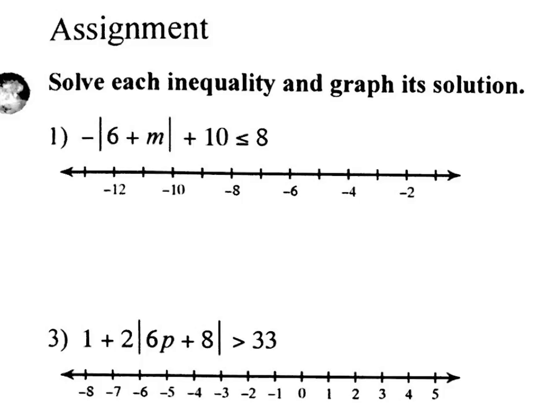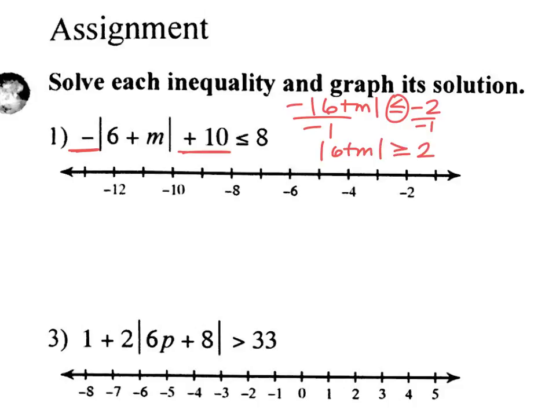All right, so we're going to dig right into solving these problems. The first thing we're going to do is make all the visitors go away, which includes this -1 and +10. So if I do that first, I'm going to have the absolute value of 6 plus m, subtract 10 from both sides. It's going to be less than or equal to -2. Then I'm going to divide by -1, which is going to flip my symbol around. So the absolute value of 6 plus m is going to be greater than or equal to 2. So now we are ready to set up our two cases.